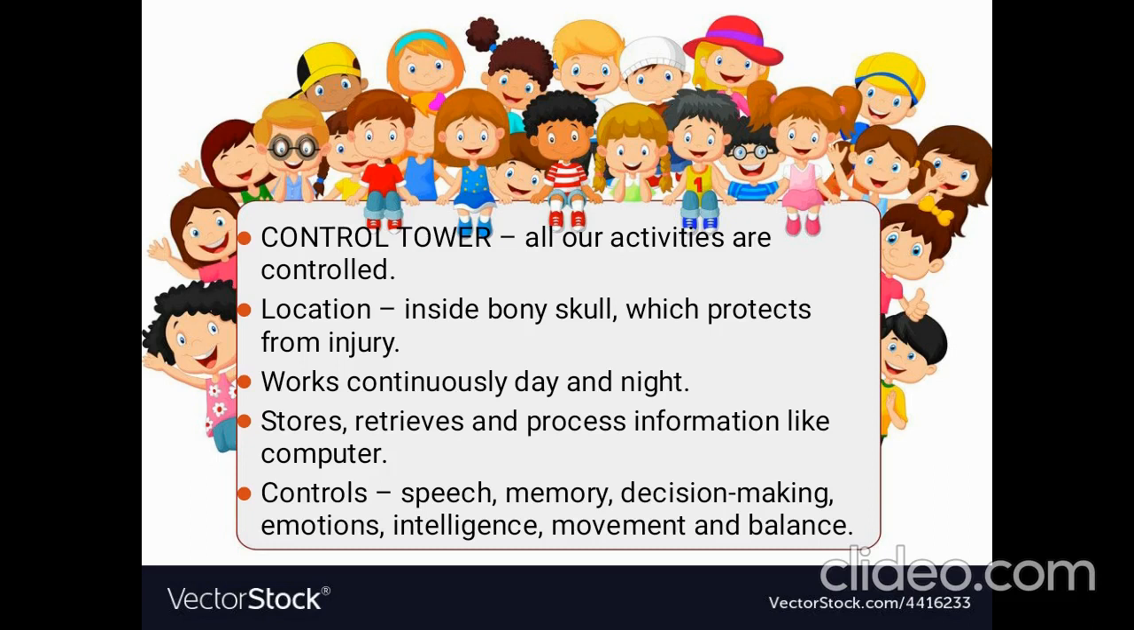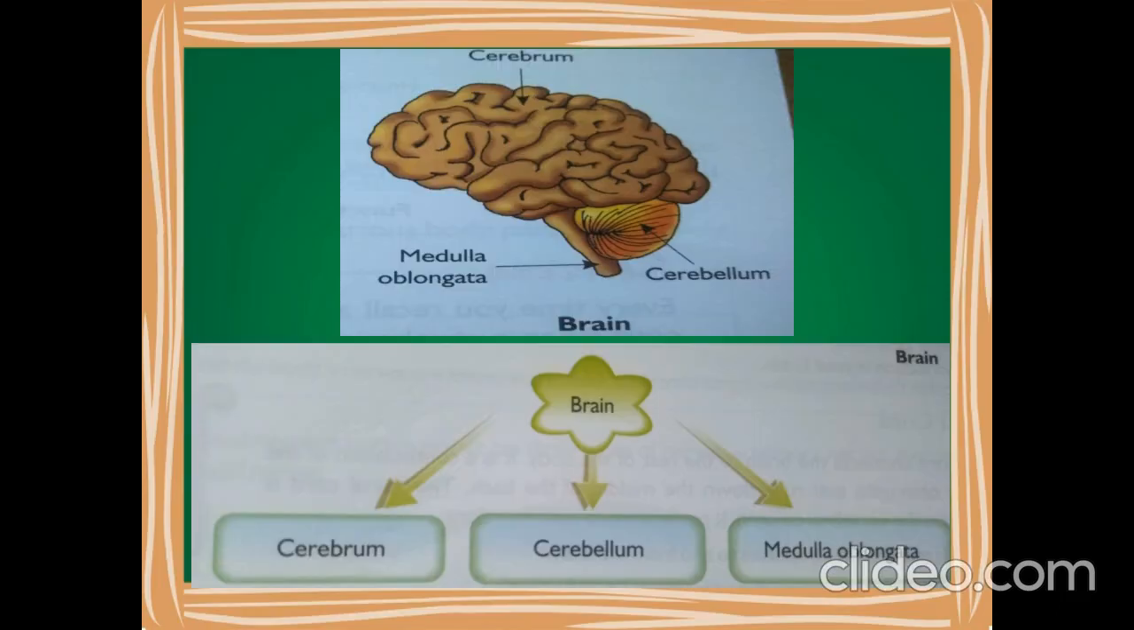Brain is the important organ of central nervous system. It is termed as control tower as it controls all the activities of our body. It is located inside the bony skull which protects the brain from injury. It works from day to night, right? Then the main parts of brain are cerebrum, cerebellum and medulla oblongata.